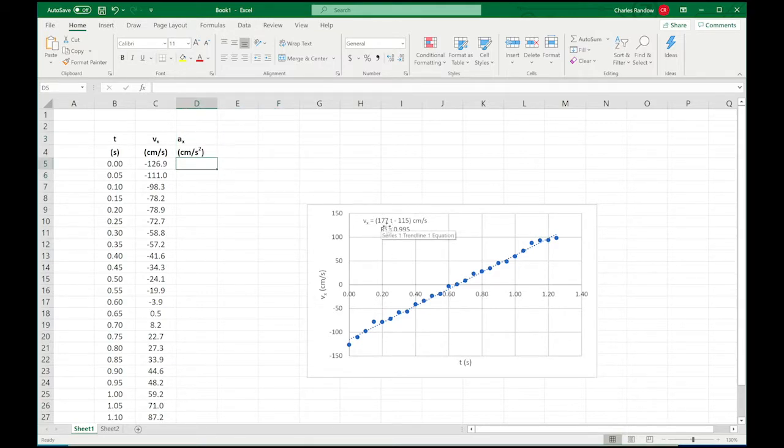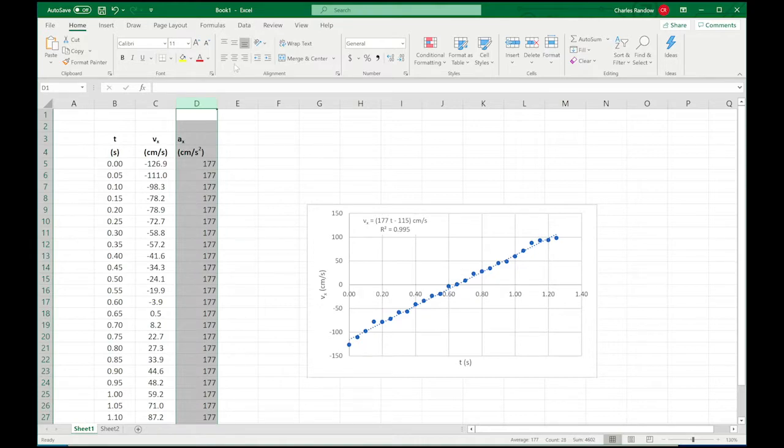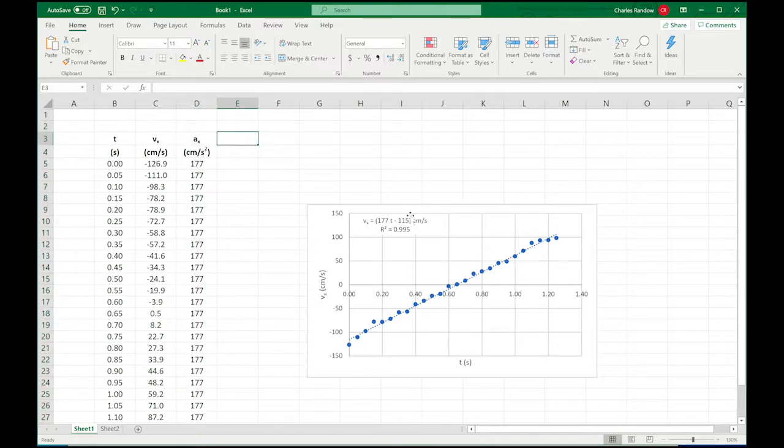And if I wanted to take a derivative of this, I say, what's the derivative of 177t minus 115? And you take the derivative of that with respect to time, and it just equals 177. So there's really nothing you actually have to do here. I'll use the double click method that fills that in, and I will center that. And so from looking at this fit, I say, okay, the acceleration is constant, and it is 177 centimeters per second squared. I could also plot the position, let's say x in centimeters, and now I have to integrate this.